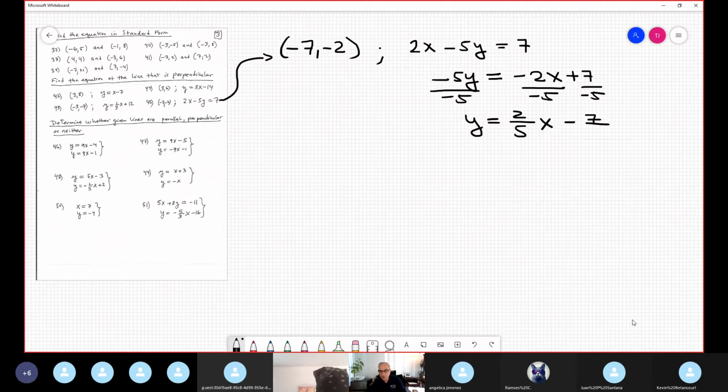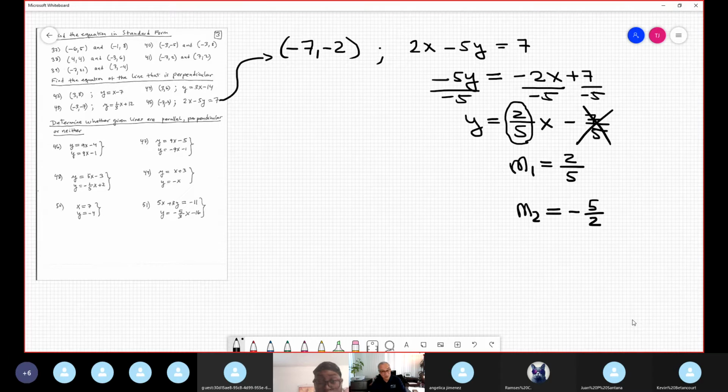I don't care about that last part. That part is not important. The important part is this: the slope of the given line is 2/5. Therefore, the slope of the new line, perpendicular to the original given line, is negative 5 over 2. Flip it and change the sign. Do you see that? This is the most important moment. Now I'm ready to determine the equation of the line using that formula. This is the fantastic formula that allows us to find the equation for any line.